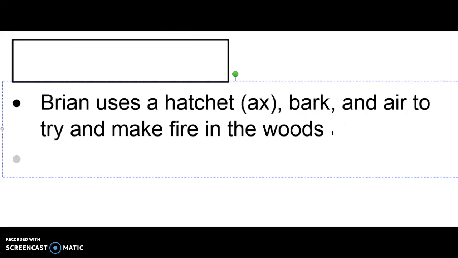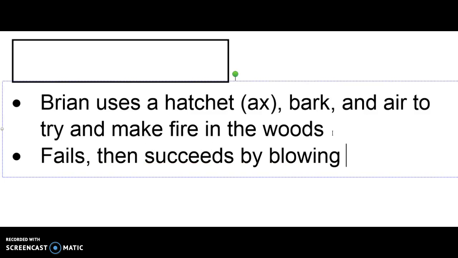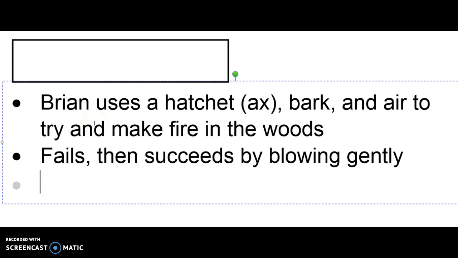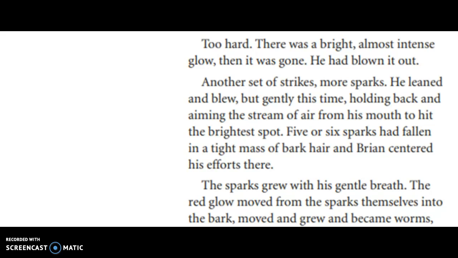So I'm thinking about what we just read, and I remember at first that he failed. So I'm going to just say fails because he blew the fire out, then succeeds by blowing gently. And again, you're just making sure that your paper looks like my paper right now. We're going to leave space for one more bullet that's going to summarize the end of the text. And then we're going to think about what is the main idea.